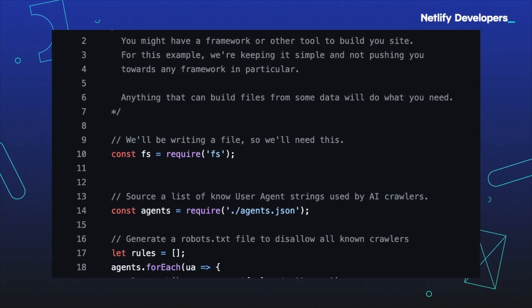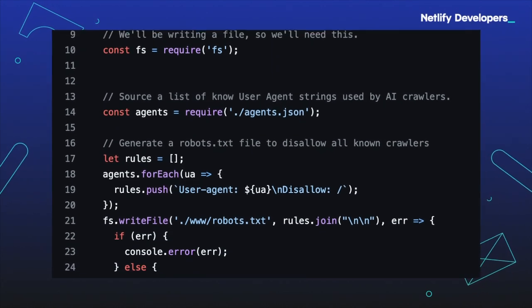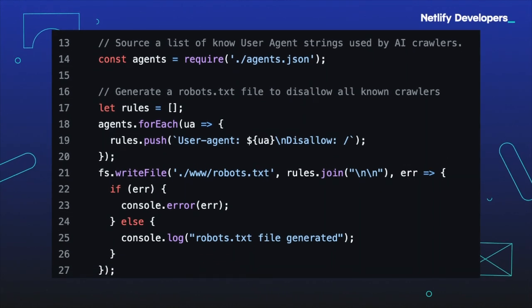Most, if not all, web frameworks make it trivial to generate a file from some data. For the sake of illustration, I've not used a framework for this example, and instead just made a tiny build script. This script adds the following declaration to a robots.txt file for every item it finds in a separate list of user agent strings for known AI crawlers. Let's take a look at the declaration we need for each bot.